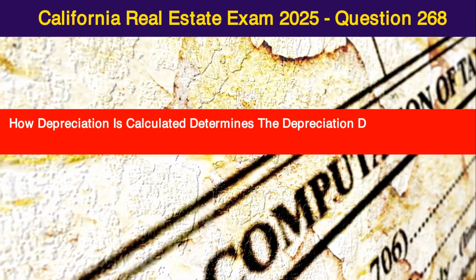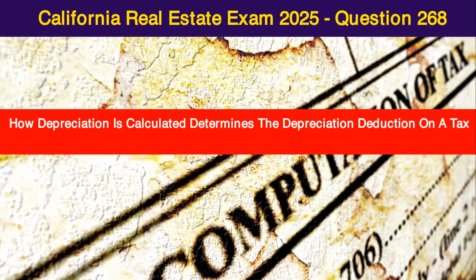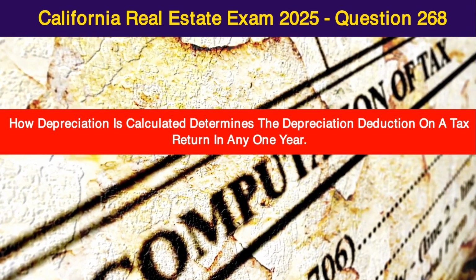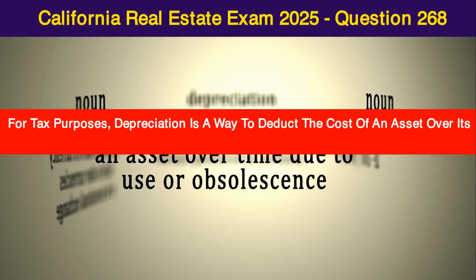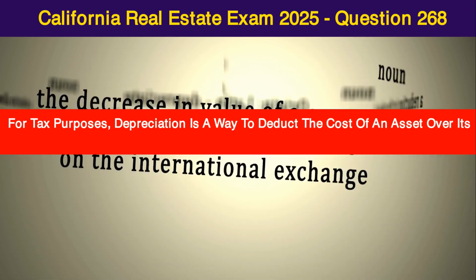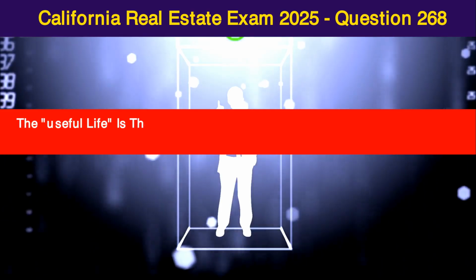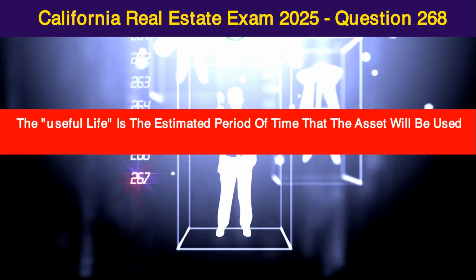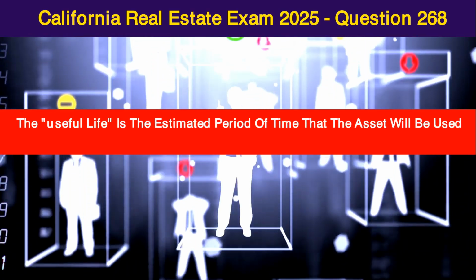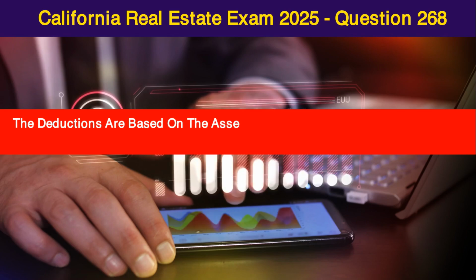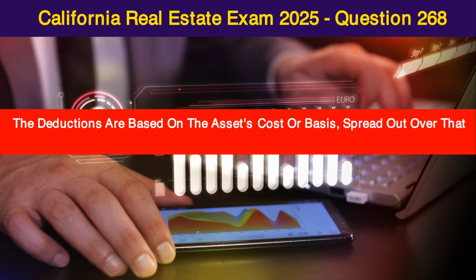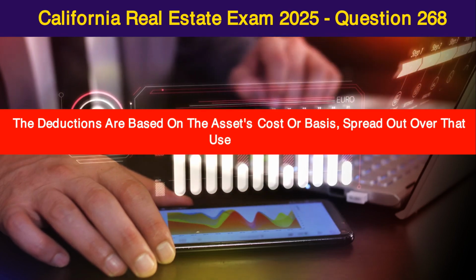How depreciation is calculated determines the depreciation deduction on a tax return in any one year. For tax purposes, depreciation is a way to deduct the cost of an asset over its useful life. The useful life is the estimated period of time that the asset will be used for business or income-producing purposes. The deductions are based on the asset's cost or basis, spread out over that useful life.